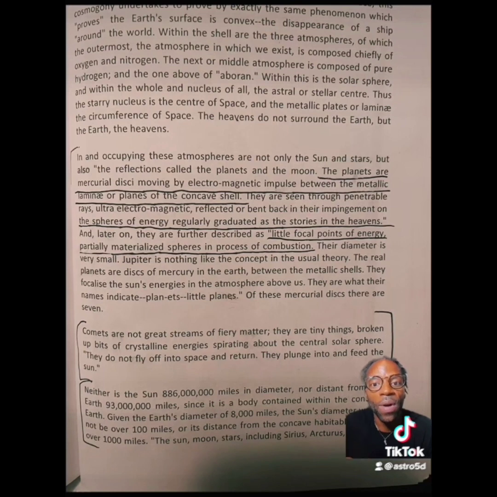And later on, they are further described as little focal points of energy, partially materialized spheres in the process of combustion. Comets are not great streams of fiery matter. They are tiny things, broken up bits of crystalline energy spiraling about the center solar sphere. They do not fly off into space and return. They plunge into and feed the sun.